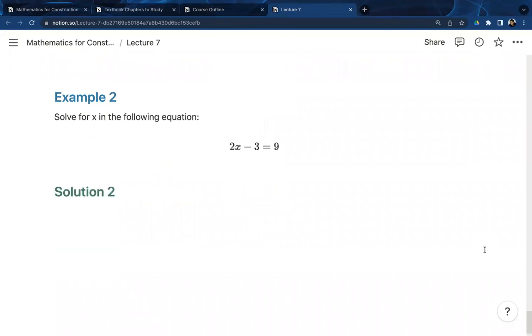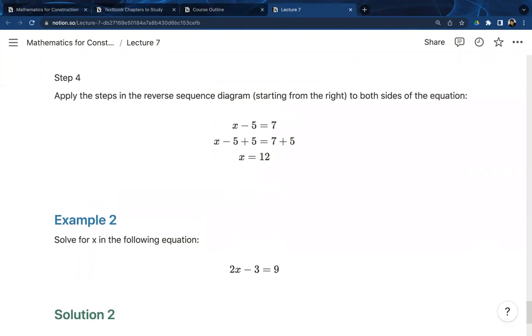So example 2, solve for x the following equation. If you already know how to do this, you don't need to do all that stuff I just showed you. If you already know how to solve these equations, that's fine. But for the people who may have never understood why they did what they did, that's why I introduced you to the idea of a sequence diagram and a reverse sequence diagram.